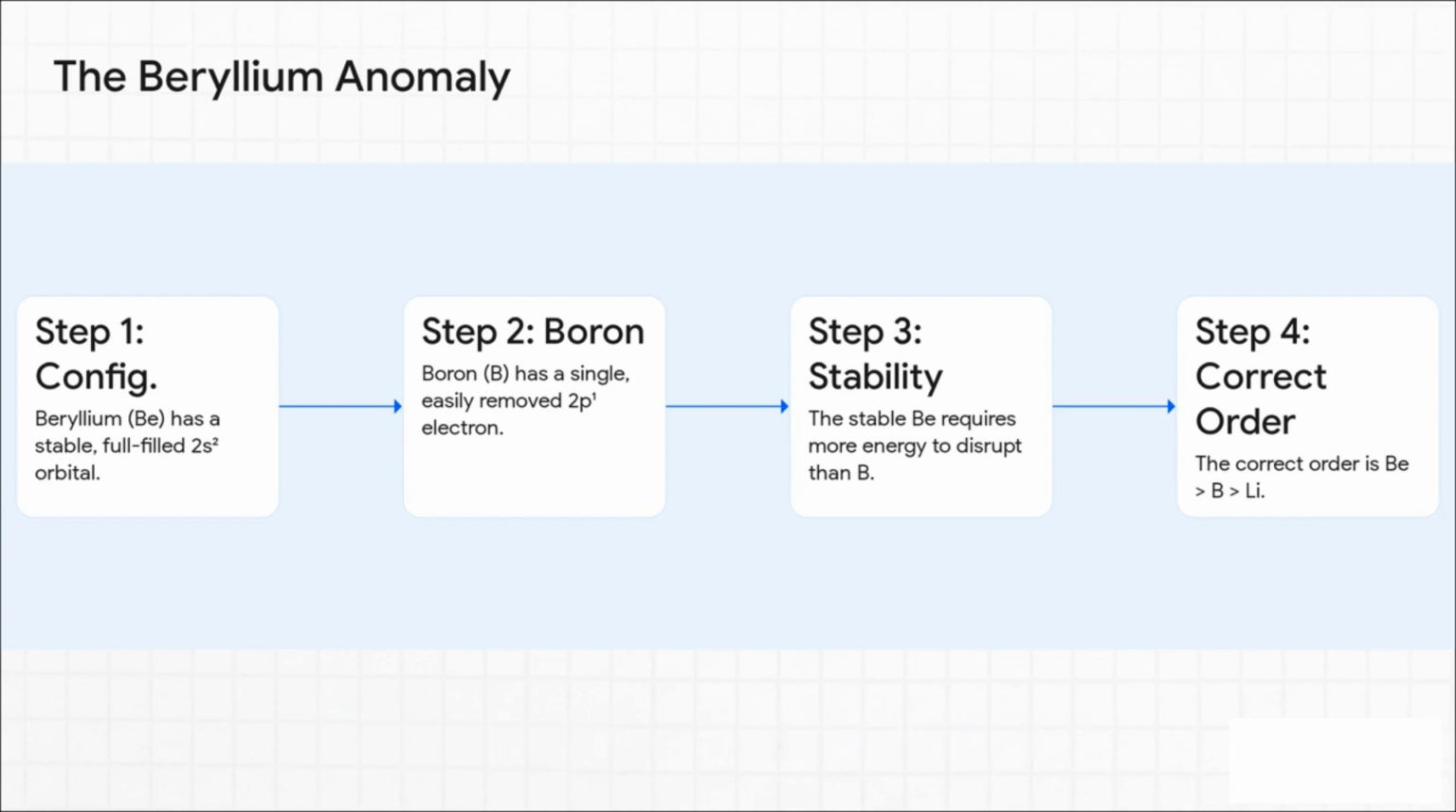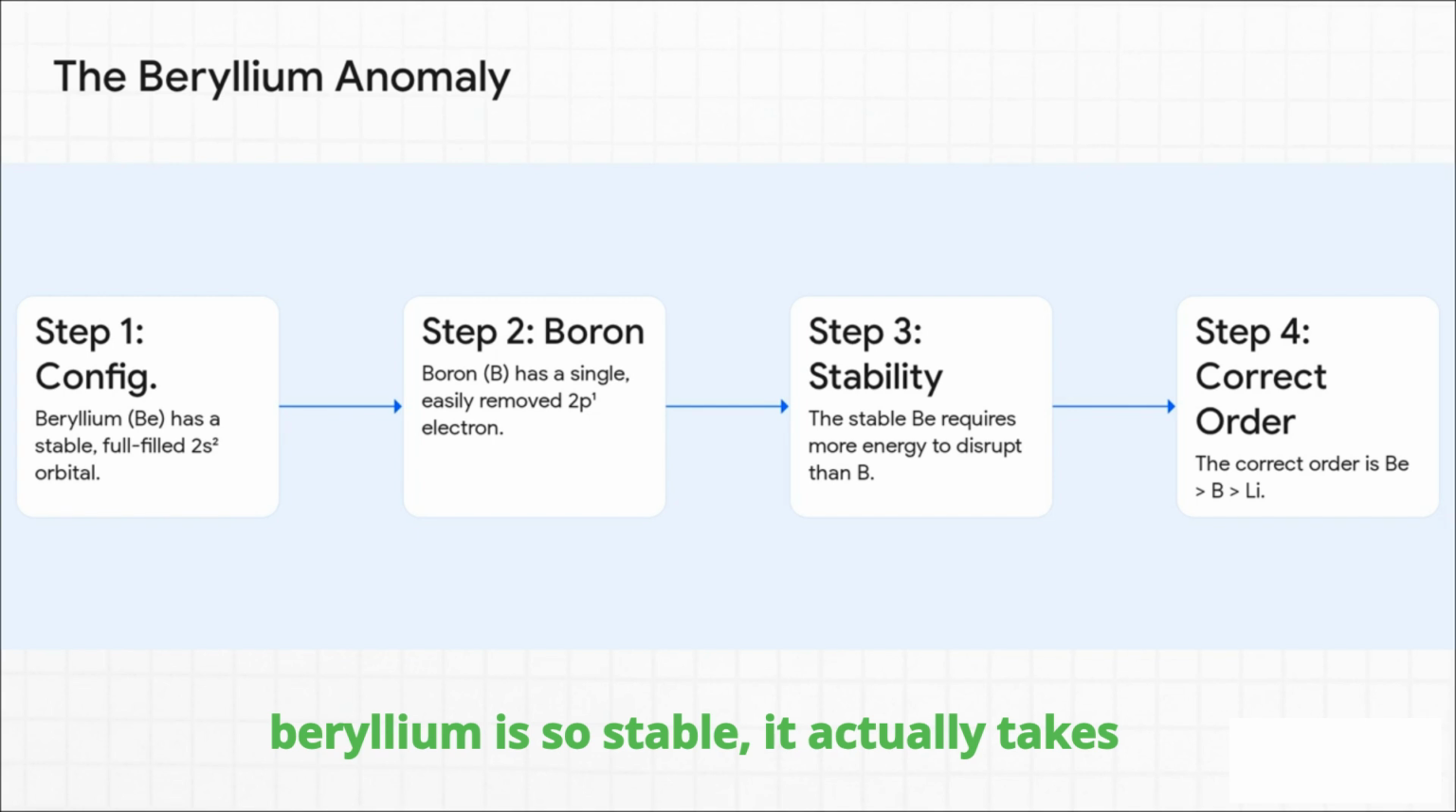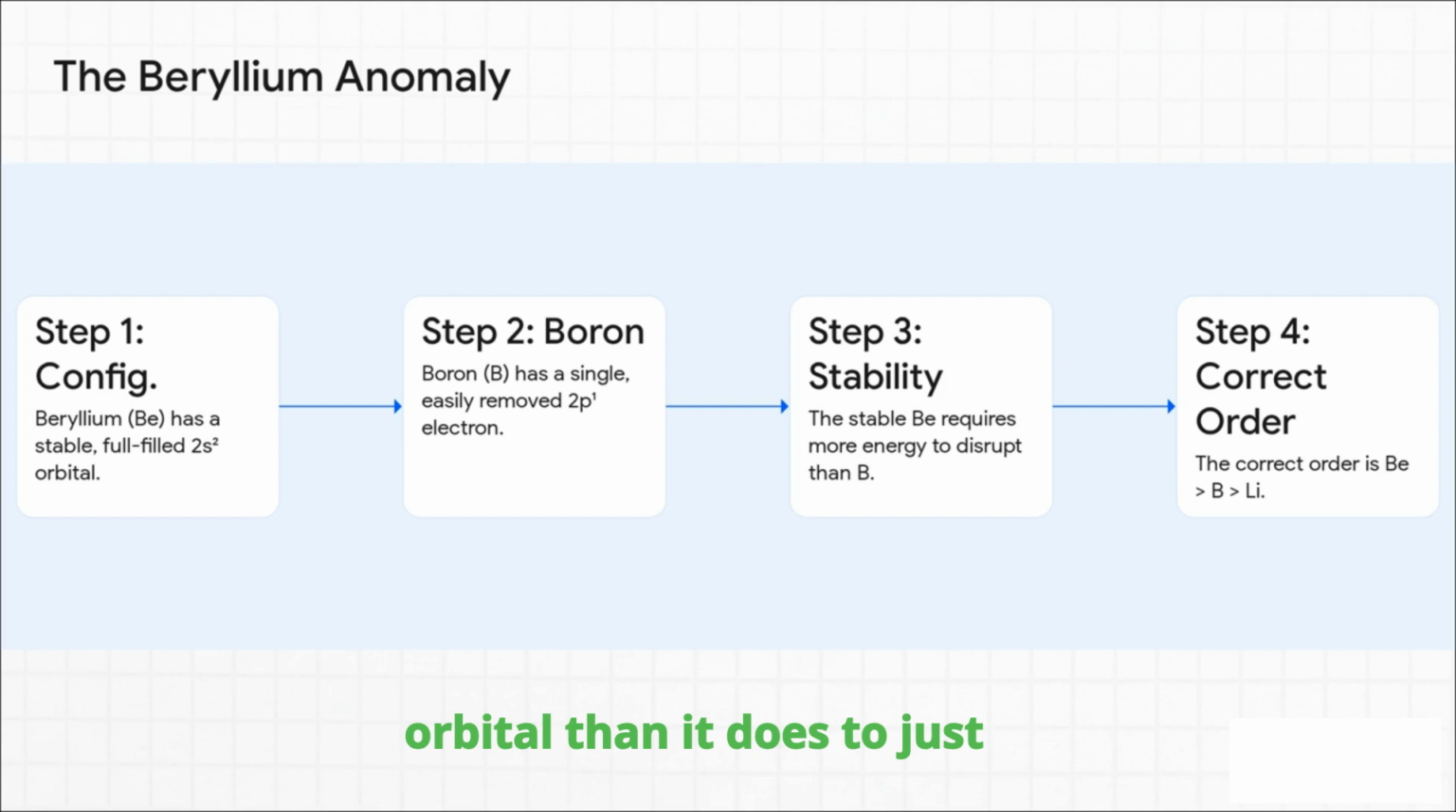So because beryllium is so stable, it actually takes more energy to break into that full orbital than it does to just snatch boron's lone electron. And that's it. That's why the order flips. Beryllium's ionization energy is higher than boron's, and that exact same logic explains the other famous exception.